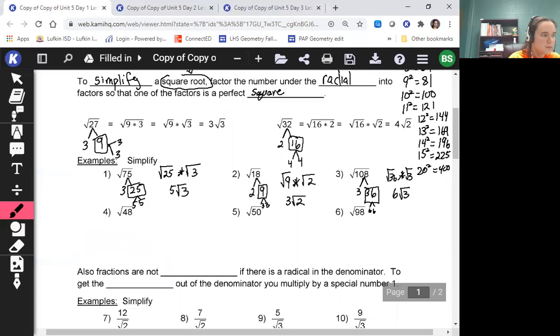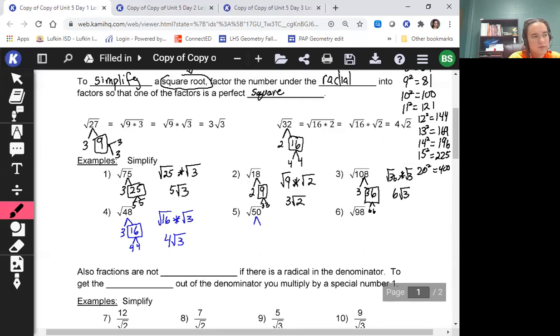Our next one, we're taking the square root of 48. So we are going to divide that by 2, and 48 divided by 2 gets us 24. It's not one of our perfect squares. So then we're going to divide by 3. And when we divide by 3, that gets us 16. And 16 is a perfect square. Factors into 4 and 4. So we've got the square root of 16 times the square root of 3. So the square root of 16 changes to 4. And so we've got 4 square root of 3.